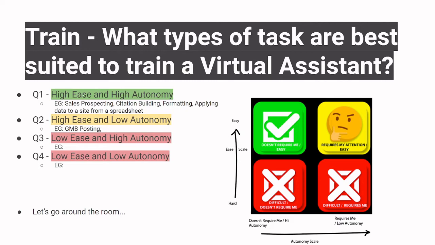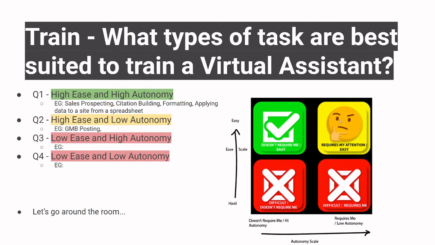So when I think of my business and I think of these high ease, high autonomy type things, I'm thinking sales prospecting, citation building, formatting my website, applying data to a site from a spreadsheet. They don't require me personally doing it. And those are what I consider really good instances of VA scalability. We'll walk through these in your business because I want you to get value from this in your business.